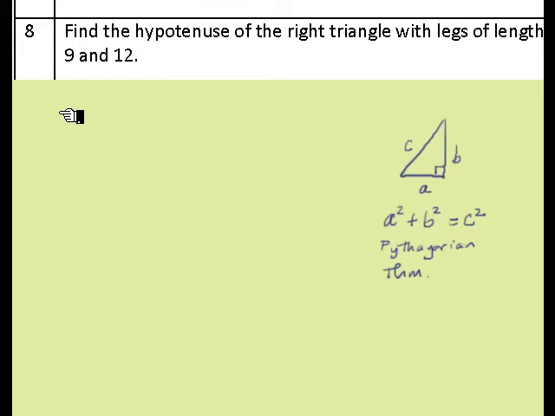All right, so in number 8, we're asked to find the hypotenuse of the right triangle with legs 9 and 12. So we have a right triangle.